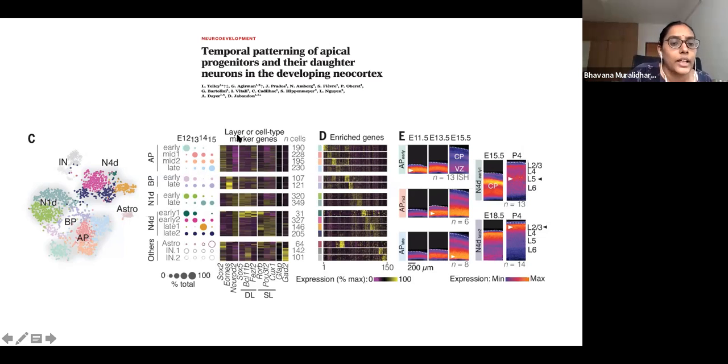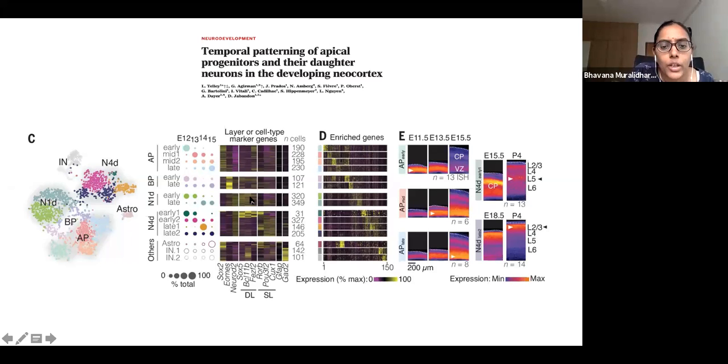So just to quickly show you how the layer or cell type marker genes change. Very early on, they all express SOX2, which is a marker for progenitors. You'd also see that at the time of astrogliogenesis, the progenitors which give rise to astrocytes are also SOX2 positive. And as you go from embryonic AP to the intermediate progenitor, you go from SOX2 to EOMES, which is TBR2.